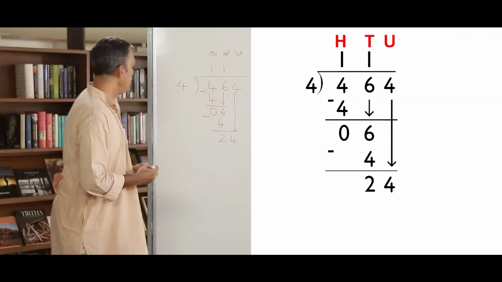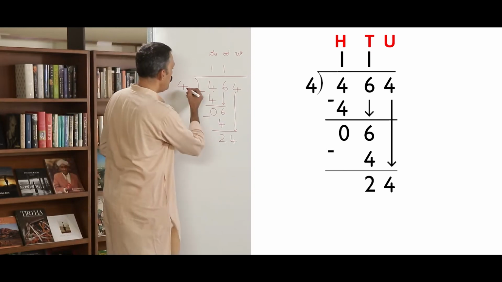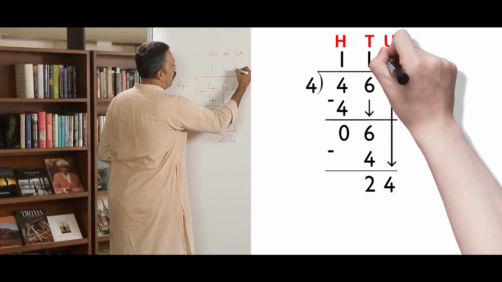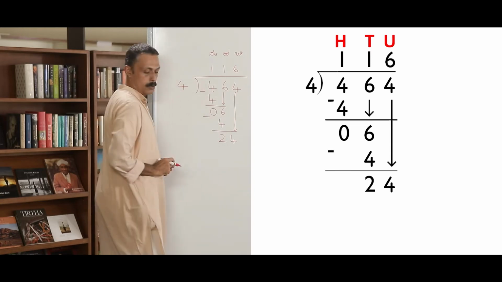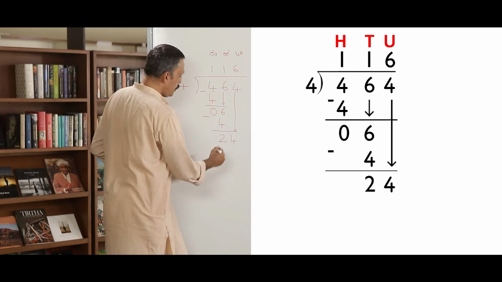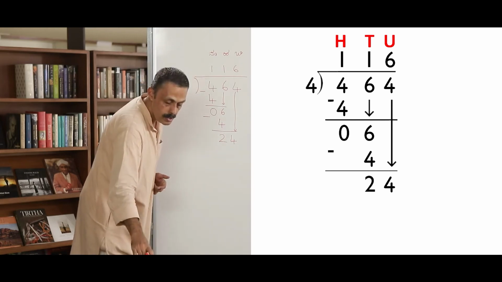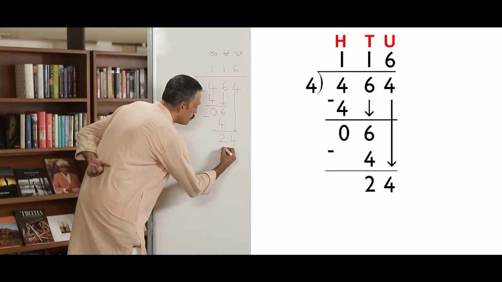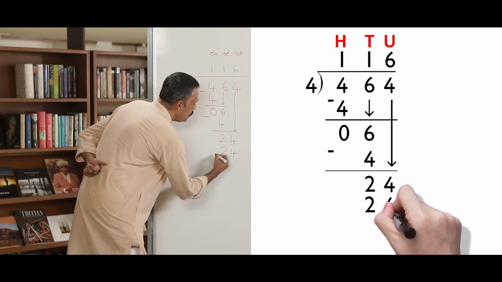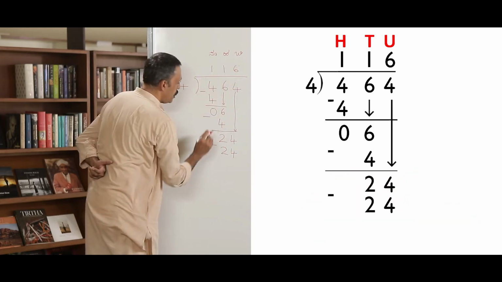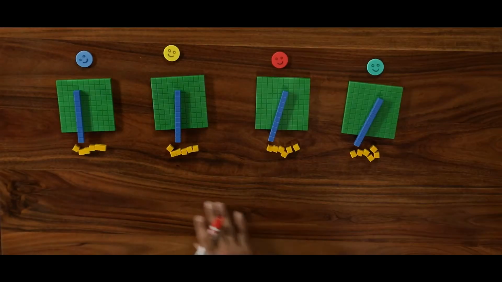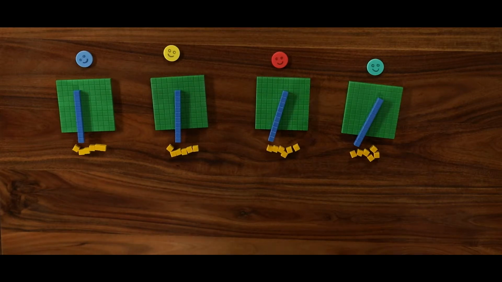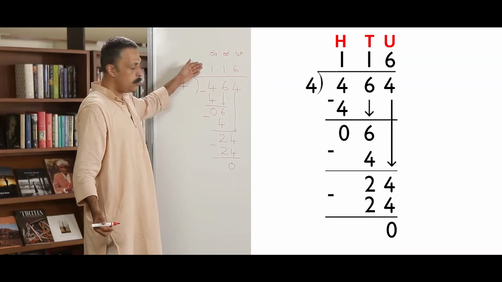So what we did in the concrete stage, let us write it here. How many did each one get? They got 6. How many did I have? 24. Did I give out all 24? Yes. What am I left with? Nothing. When I distributed all 24 I had, everyone got 6. I had 464 to begin with, but now I have nothing left. How much did everyone get?